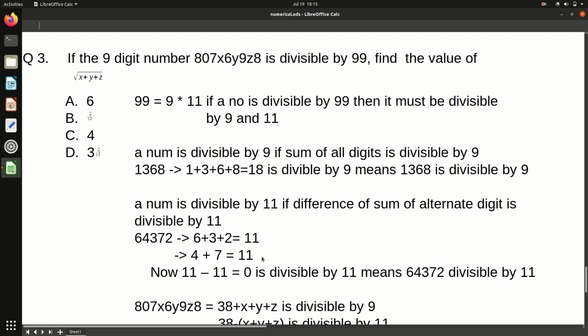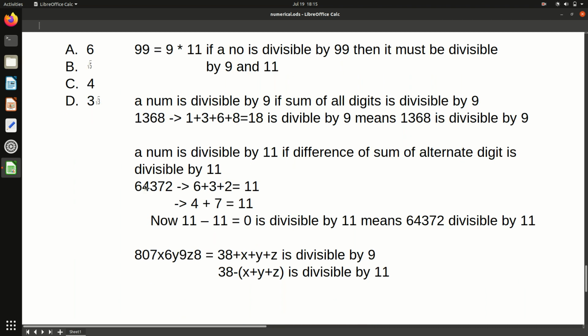There is another rule which says that a number is divisible by 11 if the difference of the sums of alternate digits is divisible by 11. The rule is like this. For a number, at first you have to take the sum of all digits at odd positions: first position, then third and then fifth. Here the first position is 6, the third position is 3, the fifth position is 2. So take the sum of all digits at odd positions, meaning first, third, fifth, seventh, like that.